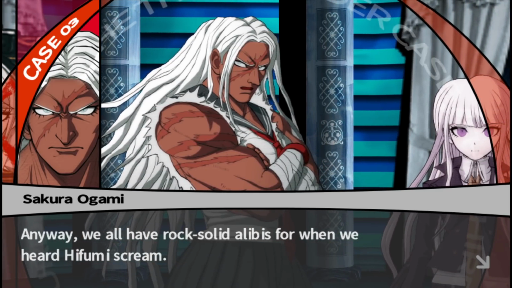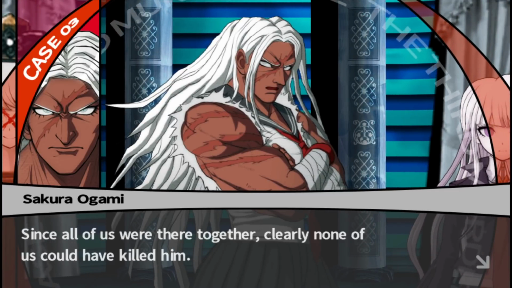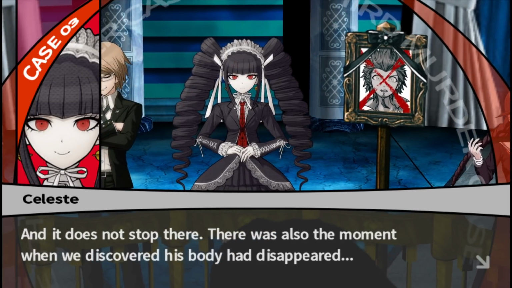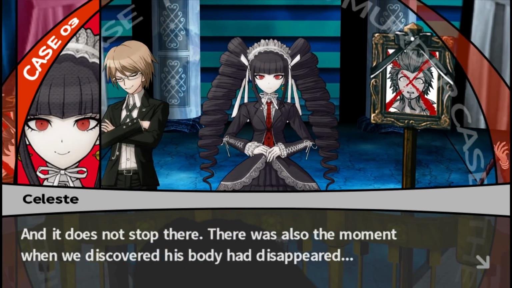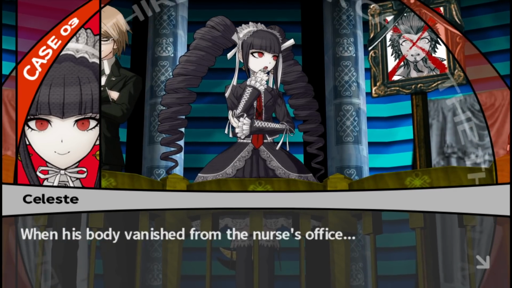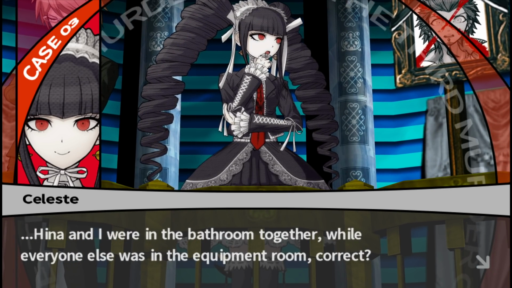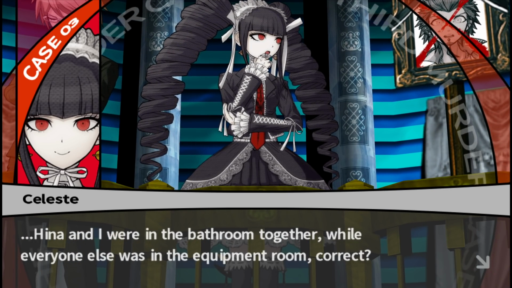Anyway, we all have rock-solid alibis for when we heard Hifumi scream. Since all of us were there together, clearly none of us could have killed him. And it does not stop there. There was also the moment when we discovered his body had disappeared. When his body vanished from the nurse's office, Hina and I were in the bathroom together, while everyone else was in the equipment room, correct?